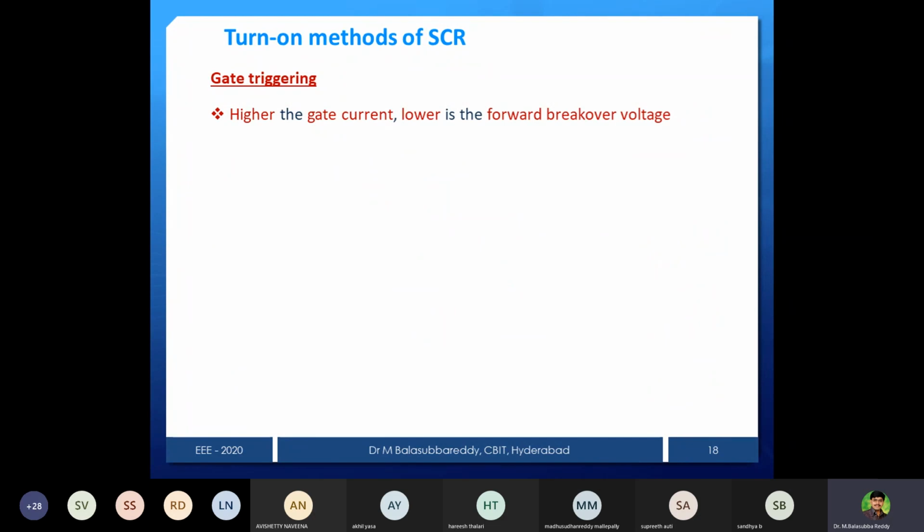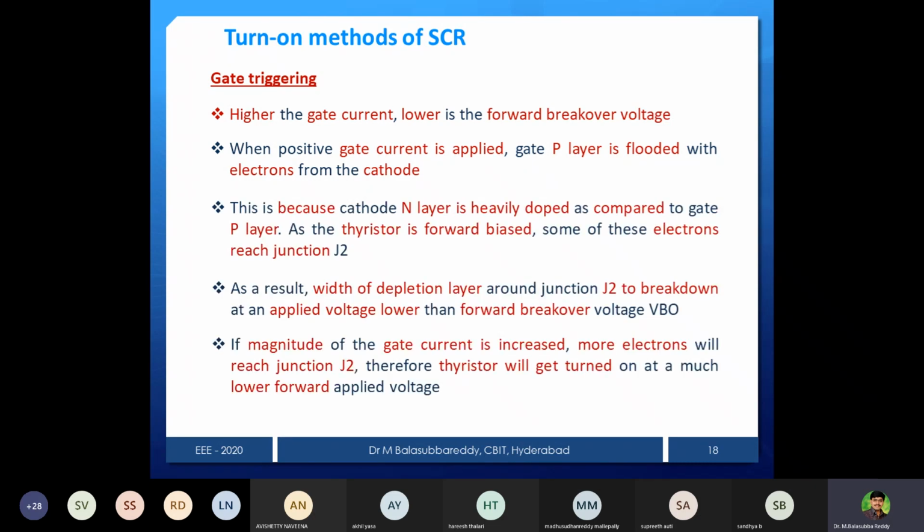Higher the gate current, lower the forward breakover voltage. When a positive gate current is applied at the P layer, it is flooded with electrons from the cathode. More electrons will reach when you give more current, so it breaks down with a lesser voltage. I will show that in the diagram also, the relation and all, because these are all internal processes.